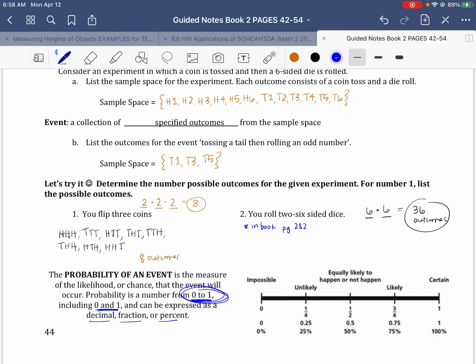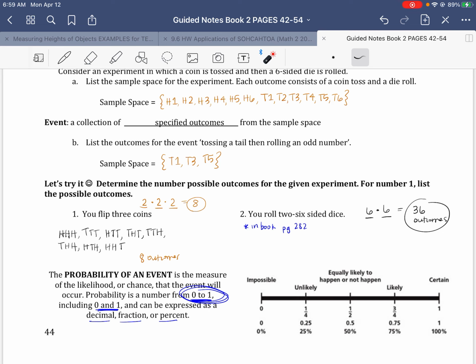But it's really important that when you're calculating probabilities, you understand that if you come out with 1.7, that can't be the probability, because the probability can't be greater than 1 or greater than 100%. So if we look at this little diagram, it kind of gives us a visual of what we're talking about. If you get 0 as your probability, then it's an impossible event. It cannot occur. It's never going to occur. The probability of it occurring is 0.